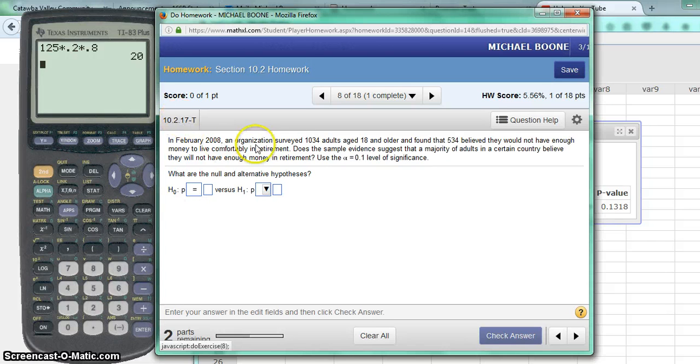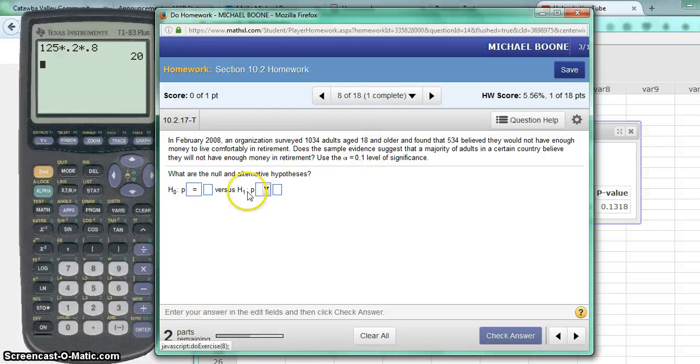So in February 2008, an organization surveyed that many adults and found that 534 believed they would not have enough money to live comfortably in retirement. So this was done in 2008. Does the sample evidence suggest that a majority of adults in a certain country believe that they will not have enough money in retirement? Well, what does majority mean? So they've given us their sample, right? And that somehow is what we're going to use to test our hypothesis.